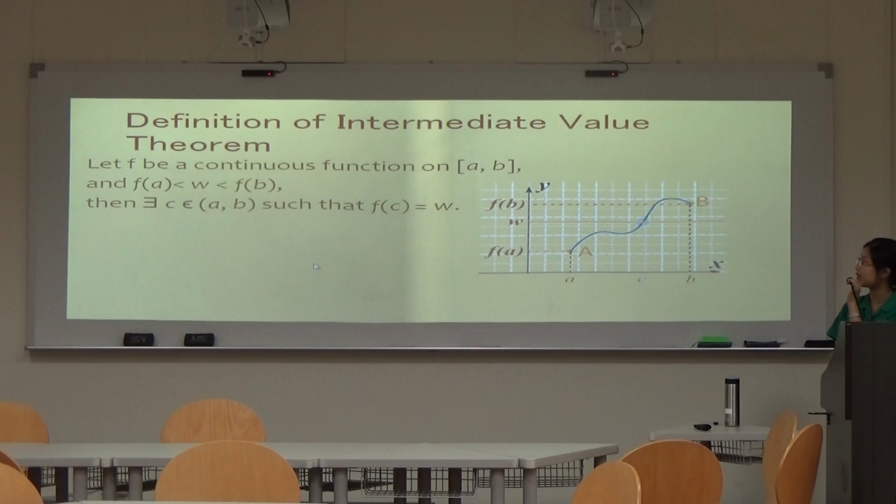So, let's talk about the definition of the intermediate value theorem. We now look at this picture. We know that it is continuous from point A to point B. And now we find a y value w between f(A) and f(B). From this graph, we can see that for every y value w, we can find a matching x value c between A and B, because this graph takes on every y value between point A and point B.